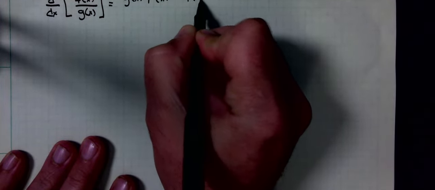Our next rule is the quotient rule. And I am not going to write it out the way the book does. Quotient rule: the derivative of a quotient, so I am taking the derivative of two functions of the same variable, where one is the numerator, one's the denominator. It's the denominator times the derivative of the numerator, minus the numerator times the derivative of the denominator, all over the denominator squared. I'm going to do it in brackets.